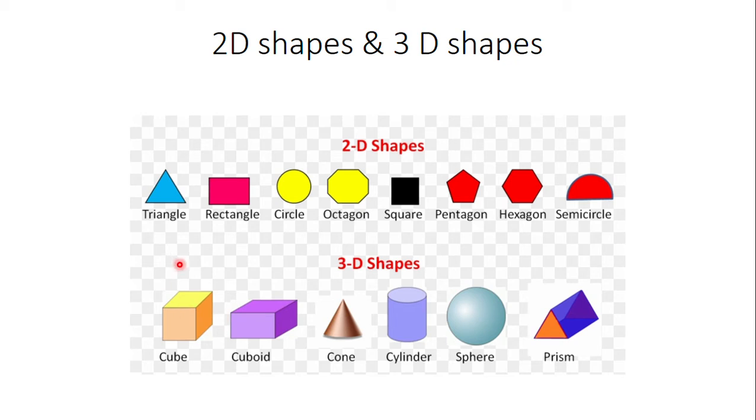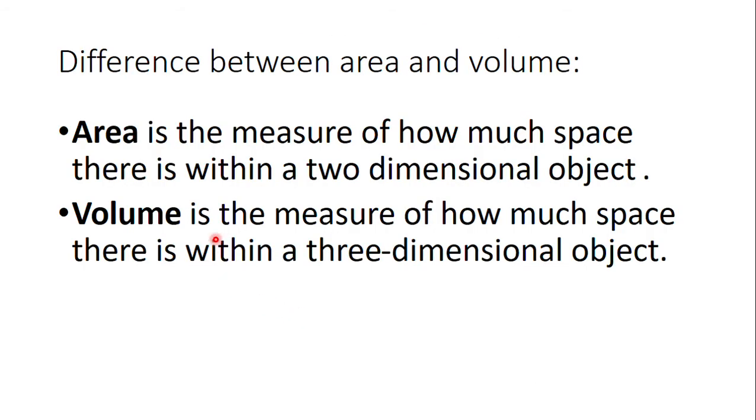So let us learn how to find the volume of these 3D shapes, before which we will differentiate what volume is and how it is different from area. Area is the measure of the space within a two-dimensional object, whereas volume is a measure of the space within a three-dimensional object, the space or the capacity.